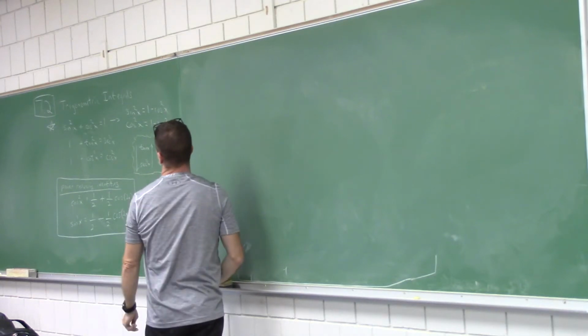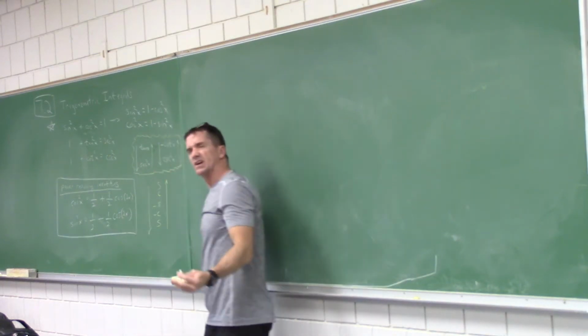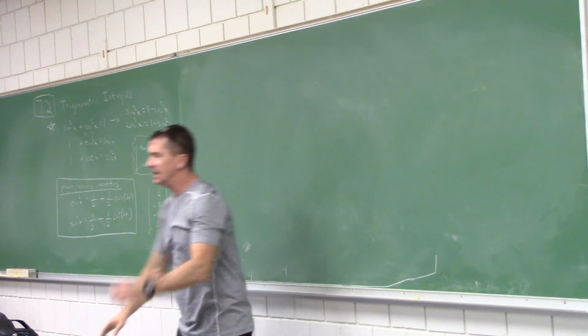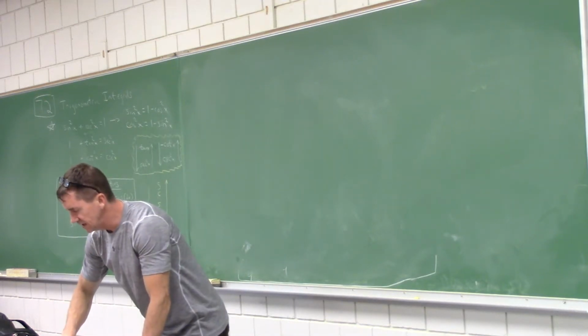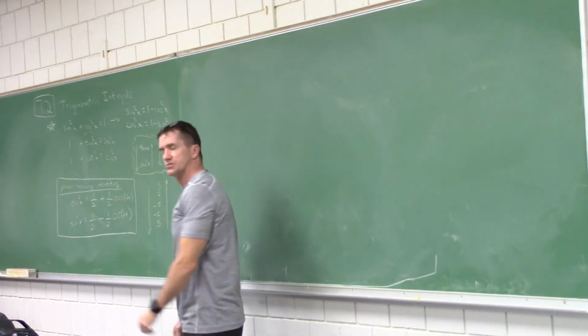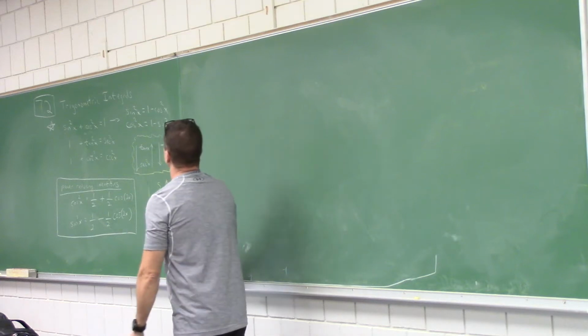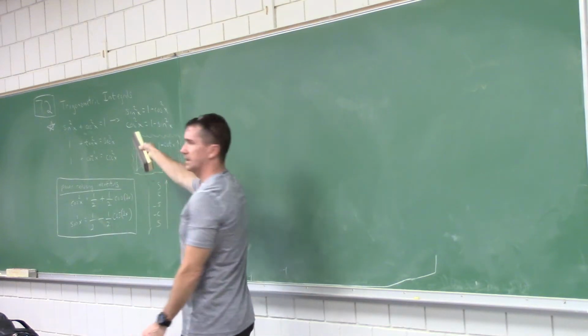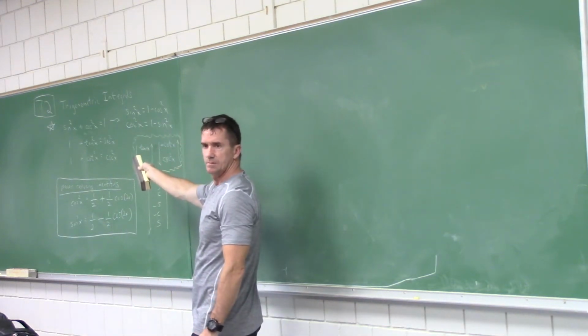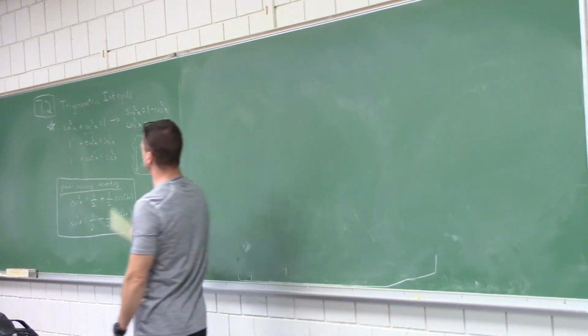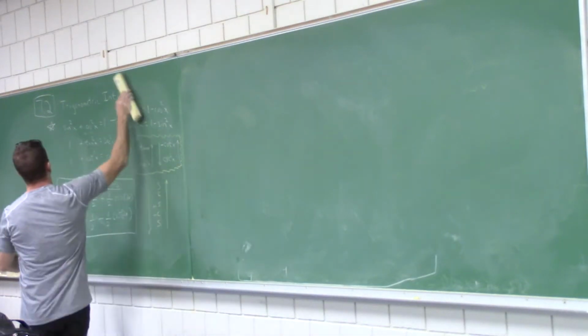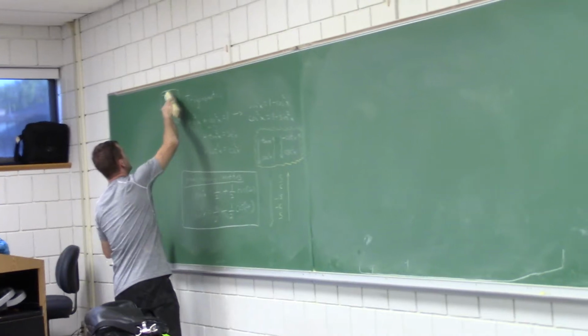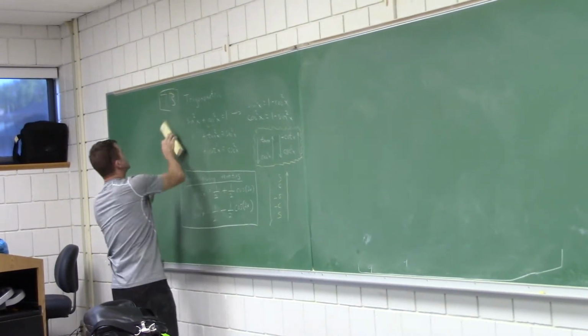We're going to begin section 7.3. It's still trig, but the title of this section is Trigonometric Substitution. Okay, so can I erase this board here? I'm going to erase all this and title it 7.3 Trigonometric Substitution.